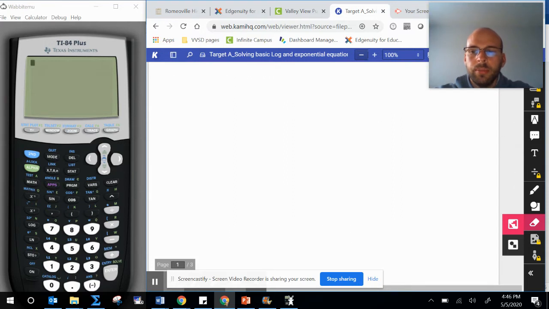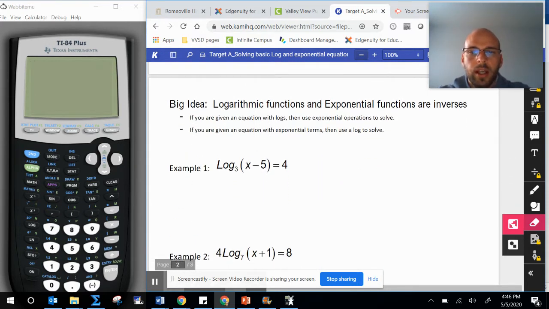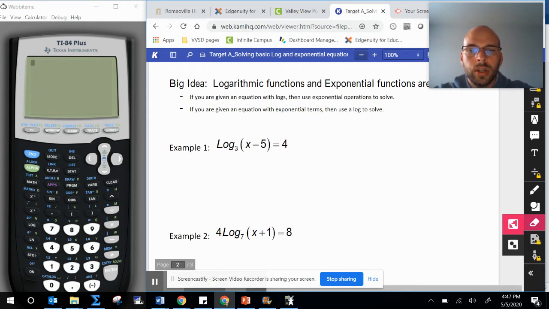So I have a series of examples. I did want to start off with what I just said. The big idea here is logarithmic functions and exponential functions are inverses. If I give you an equation with logs, we use exponentials to solve it. If I give you an equation with exponentials, we use logs to solve it. So it goes hand in hand, kind of like the same relationship as addition and subtraction.